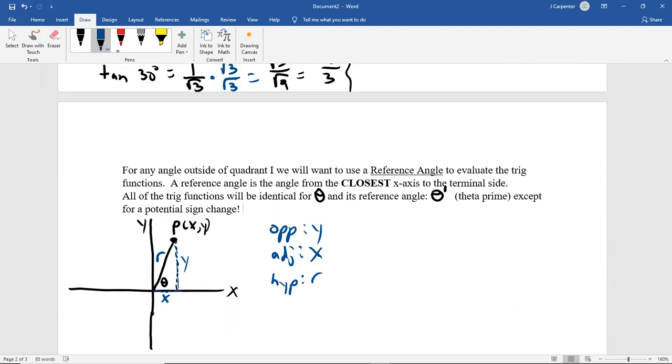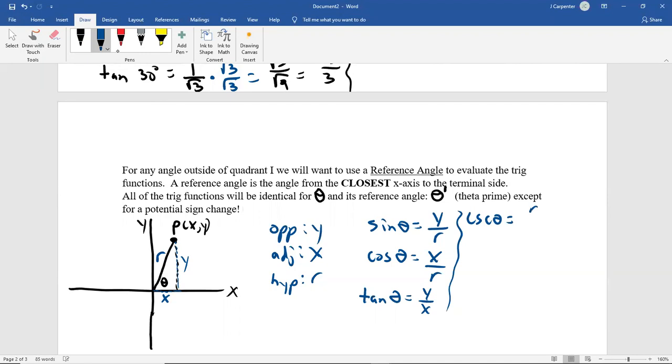So your 6 trig functions are just: sine of theta would be the y value over the radius. The cosine of the angle would be the x value over the radius. The tangent would be opposite over adjacent, y over x. I'm just giving these different names. Instead of calling them opposite, adjacent, hypotenuse, I'm giving them names related to their points, x, y, and r. Or we can do the other 3. Cosecant would be r over y, just flipping the sine. Secant would be flipping the cosine, which is r over x. And then cotangent would be x over y.